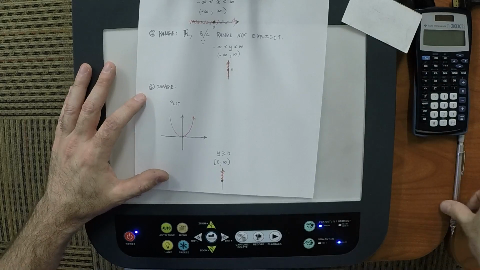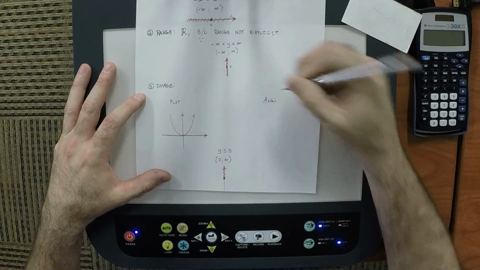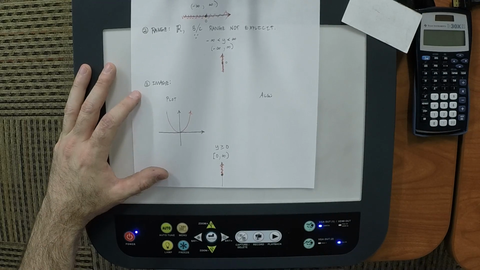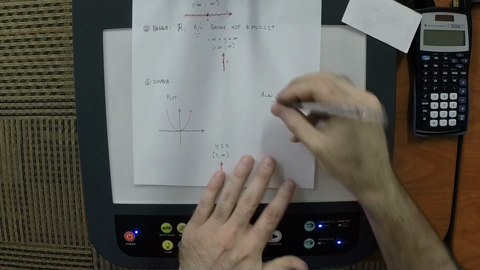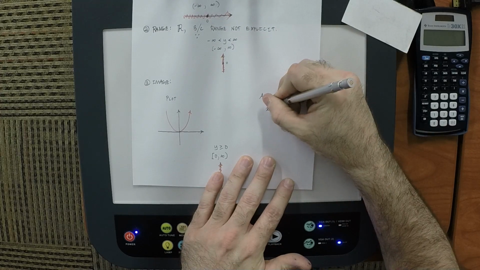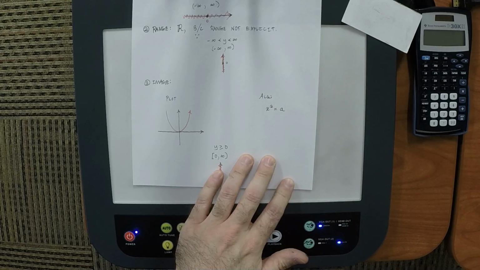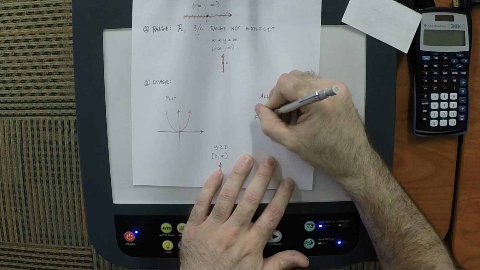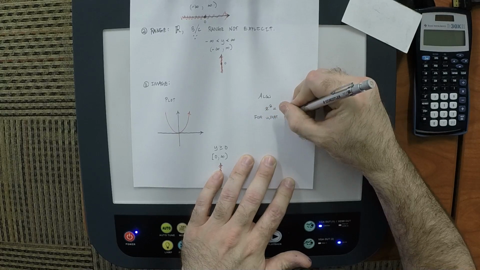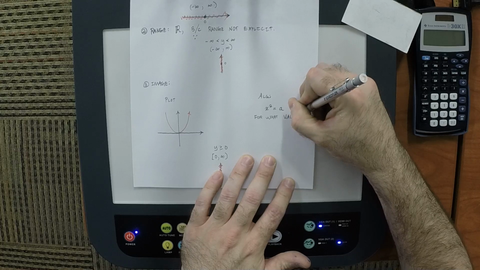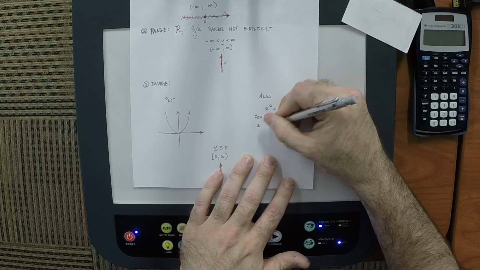Fine. Algebraically, instead of asking which horizontal lines have intersection, the question becomes concerning the equation x squared equals a: for what values of a is there a solution?